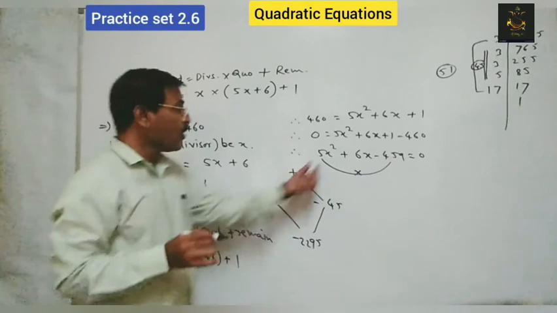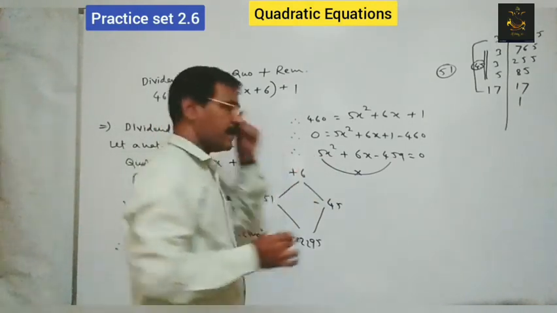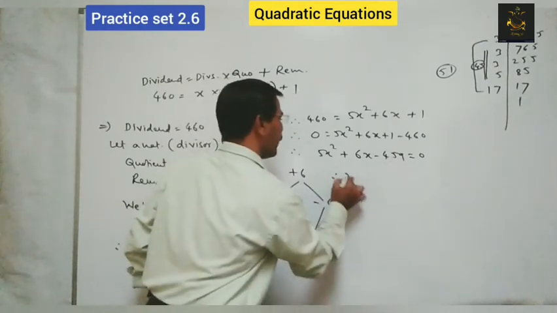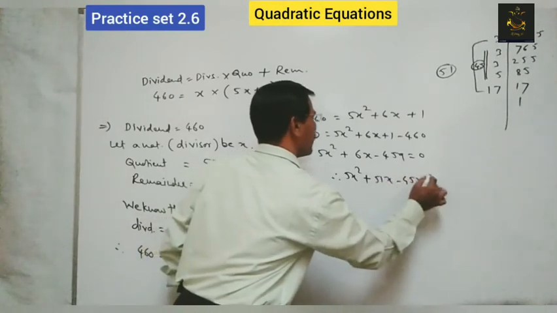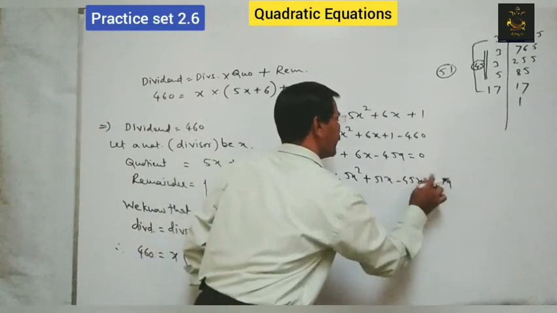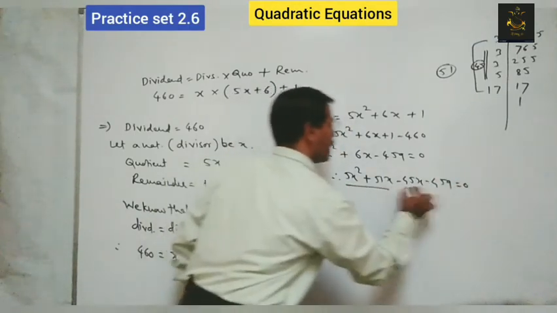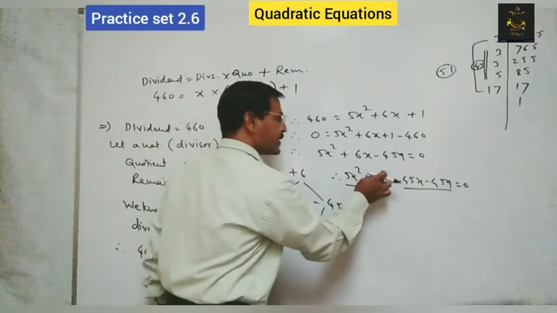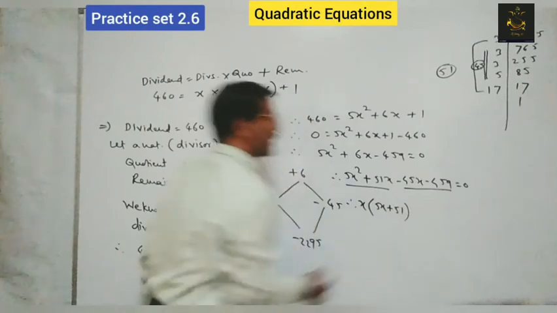Okay, but here we cannot write directly because of this 5. We have to split the middle term. That means what? Just look here. What we get here is 5x square plus 51x minus 45x minus 459 is equal to 0. Now take anything common from the first two, which means we have to take x. Okay. Here 5x plus 51 keep as it is.